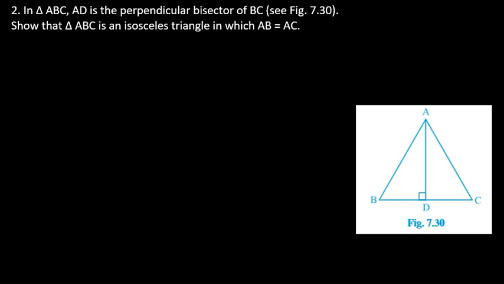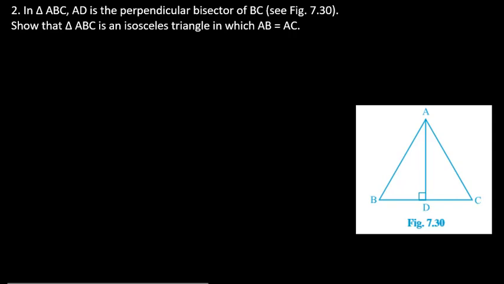The question is, in triangle ABC, AD is the perpendicular bisector of BC, as we can see in the figure. Show that triangle ABC is an isosceles triangle in which AB equals AC. So, in this question, AD is the perpendicular bisector. Perpendicular bisector means it is dividing the opposite side into equal parts.